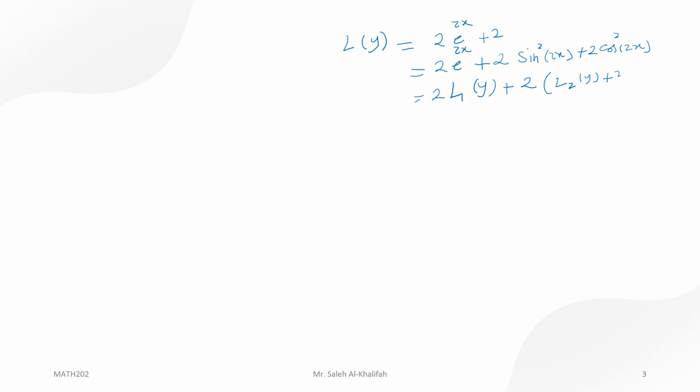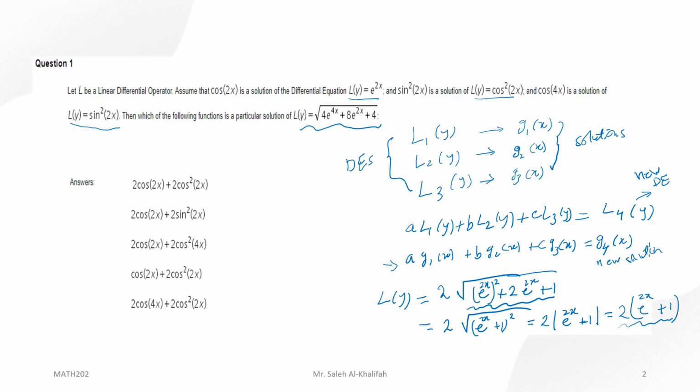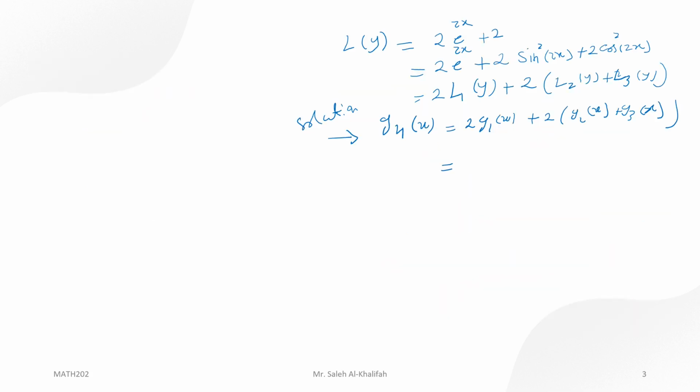Now we have 2 L1 of y plus 2 L2 of y plus L3 of y. So the solution will be, let's say g4 of x will be 2 g1 of x plus 2 g2 of x plus g3 of x. And we substitute that. g1 of x, if we go back, is cosine 2x, and g2 of x is sine square of 2x, and cosine 4x is g3 of x. Substituting, we get 2 cosine of 2x plus 2 sine square of 2x plus cosine of 4x. And we try to simplify.